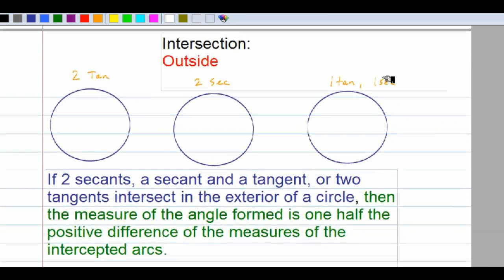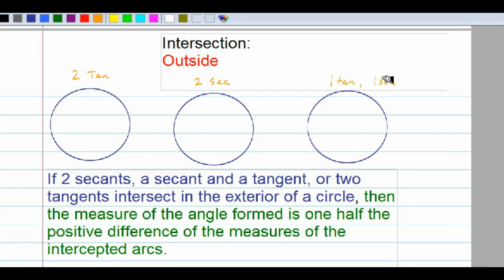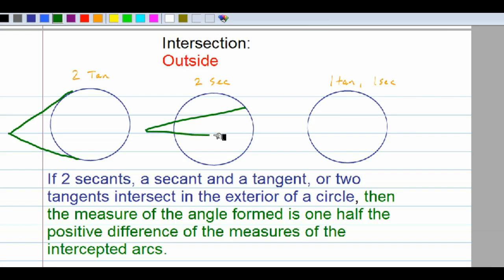Last one. What if they intersect outside? Well, let's draw 3 situations so you can at least visualize what's happening. 2 tangent lines. Okay. 2 secant lines. 1 tangent line and a secant line. The angles we care about, we'll call them angle 1.